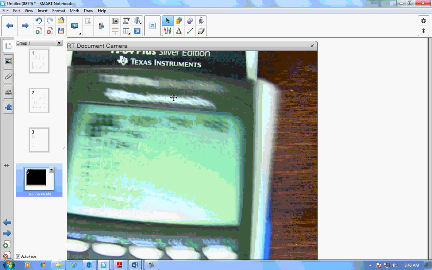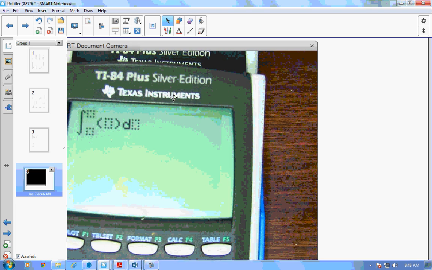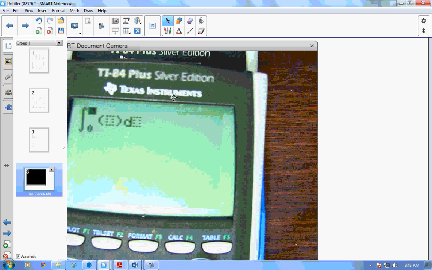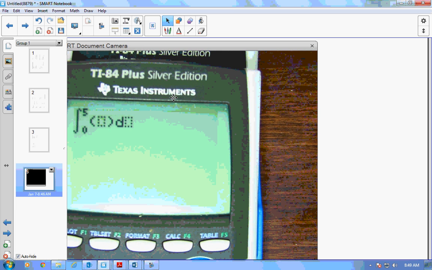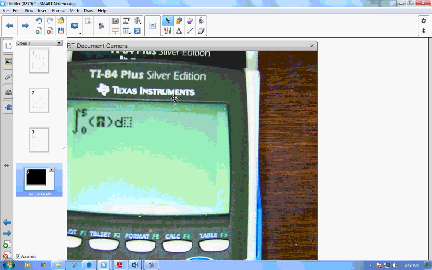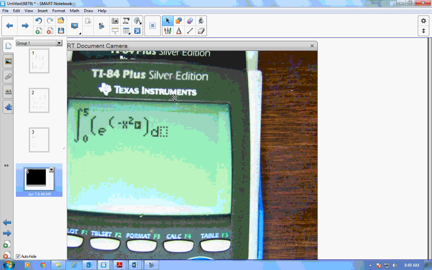Okay, so we go to math. It's still number 9, I think. And then you just, look how pretty that is. You just push in the numbers 0 and 5, and then you type in your integral, what was it again? E to the parentheses negative x squared. Yep.